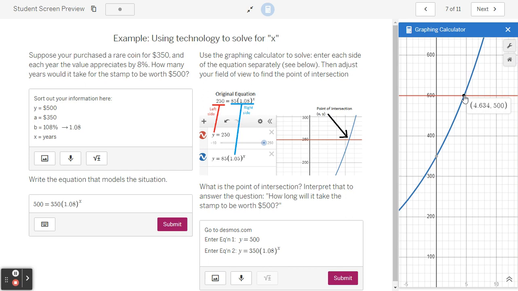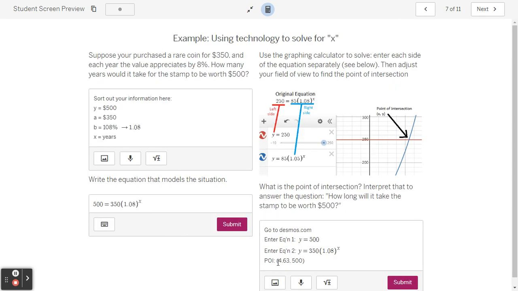Now, when I click on the point of intersection, I get a coordinate, and the coordinate tells us what the answer is. The coordinate gives us our x value and the y value. Now, back to our question originally, we're looking for the x. So the x value is 4.6. Point of intersection, 4.63 and 500.